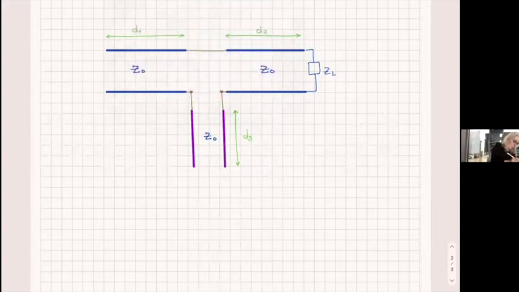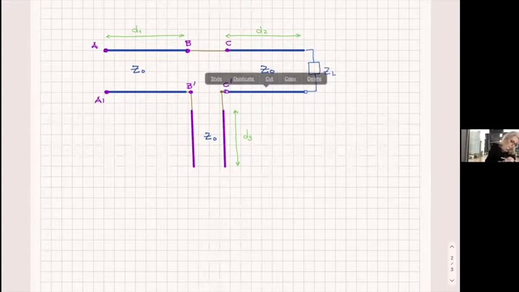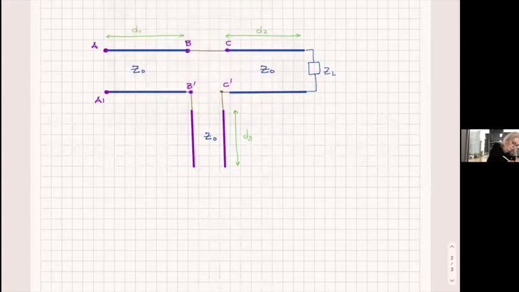And then, so I will have here A prime. I will have here B prime. Here C prime. Well, that should be a little shorter to be together with the other one. Because to be accurate, actually, yeah, they have to be there. And D, D prime. And then here, E prime.